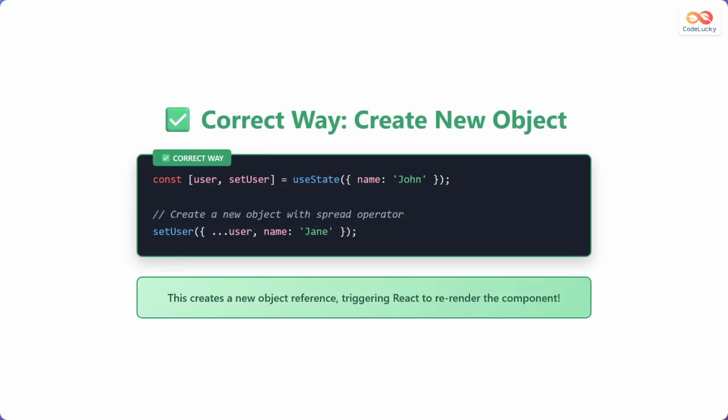Here is the correct way of updating the state. Instead of mutating the original object, we create a new object using the spread operator. The spread operator creates a shallow copy of the original object, and then we override the name property with the new value. This creates a new object reference, triggering React to re-render the component.